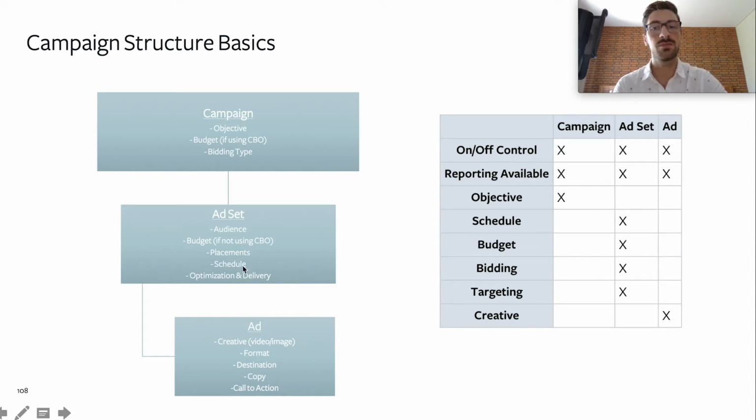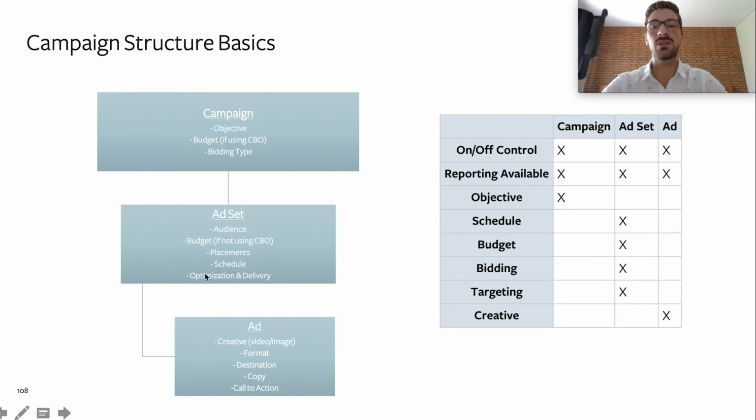The schedule. So if you are setting a budget here, you would be telling the system how long you want your budget to last. So whether it's a daily budget or a lifetime budget, when it should start, when it should end. And then the optimization and delivery controls. So these are things like how much you're willing to bid for an event, what type of a Facebook pixel event you're optimizing towards, so on and so forth.